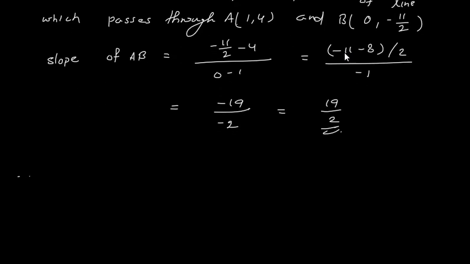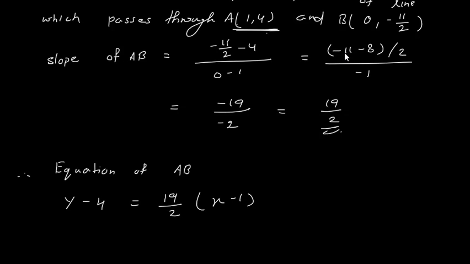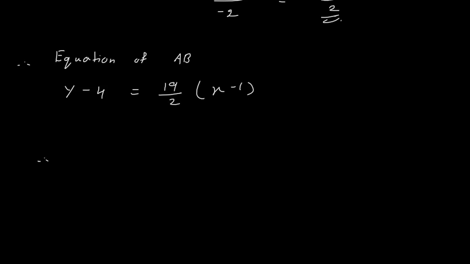So therefore I will say that equation of AB. Therefore equation of your line AB, it is y minus, now any one point I will take x1 y1. So let us take this point A. So y minus y1, that is y minus 4, is equals to m, which is 19 divided by 2, into x minus 1. So I will cross multiply. I will say that therefore 2 times y minus 4 is equals to 19 times x minus 1. So therefore we have 2y minus 8 is equals to 19x minus 19.